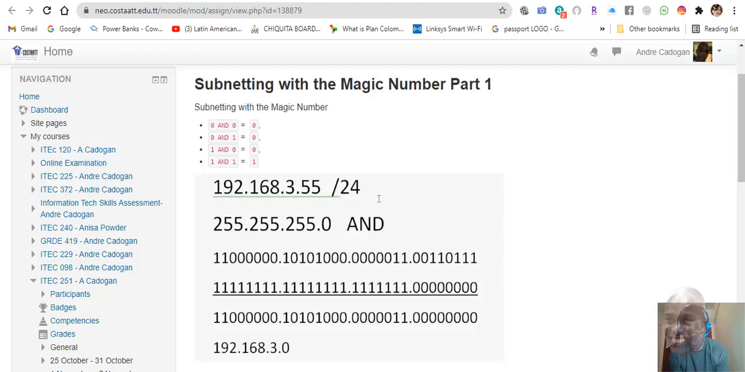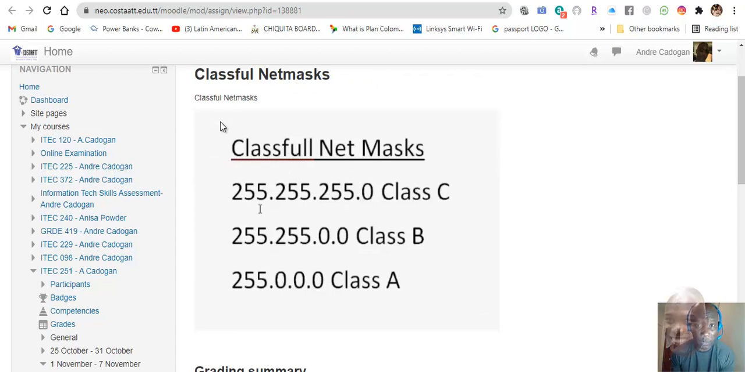Hey class, as we move deeper into subnetting, we're going to be looking at the whole concept of subnetting via the magic number. But before we even do that, we have to understand the whole concept of classful subnet mask. Alright, so I have a little slide here before I get into the details of it.